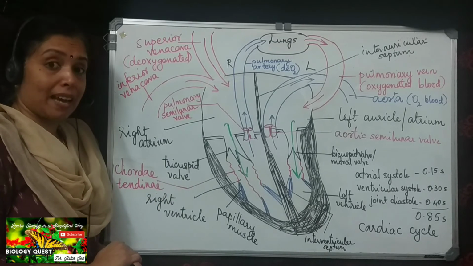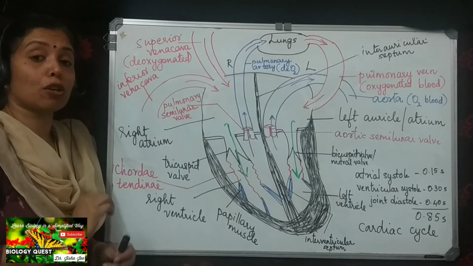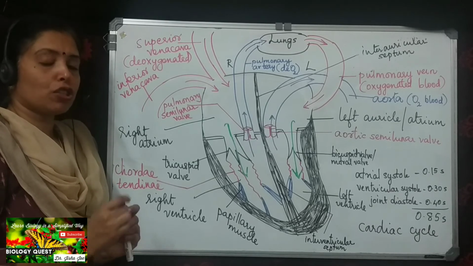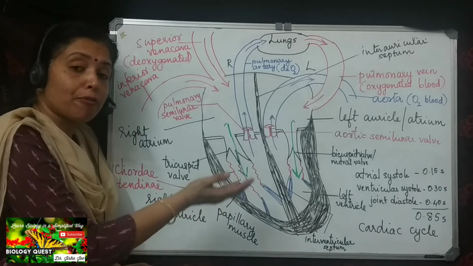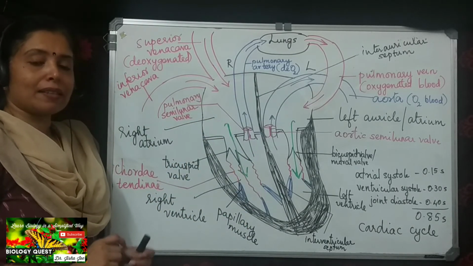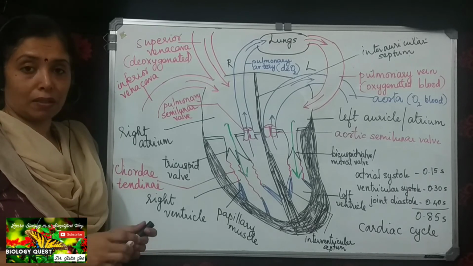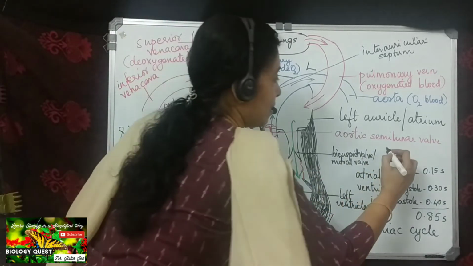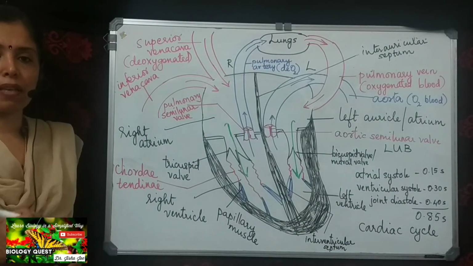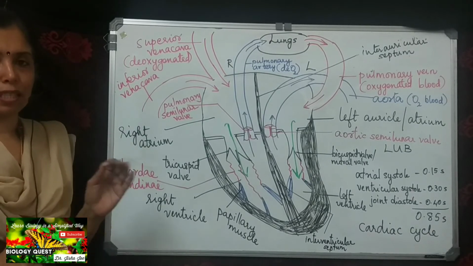Yes, it is the cuspid valves. The tricuspid and the bicuspid valves get closed during ventricular systole. Why? To prevent the backward flow of blood from the ventricles into the auricles. This closure of the cuspid valves causes a sound, which is called the lub. So the lub sound is caused due to the closure of the cuspid valves.